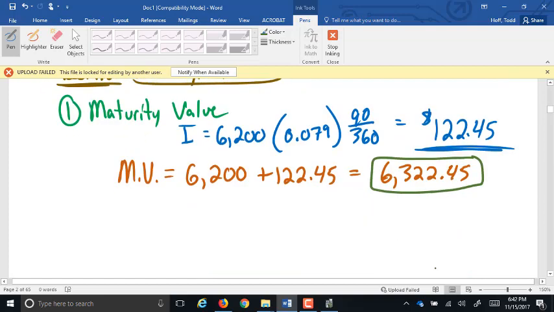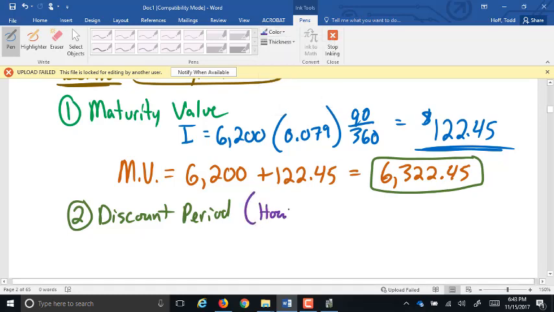The second thing that needs to be defined is something called the discount period. What does that mean? Well, that means how many days are left. In other words, how many days until I get this money?